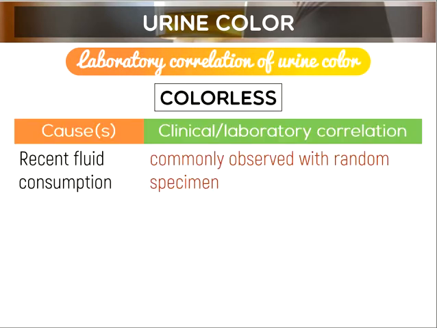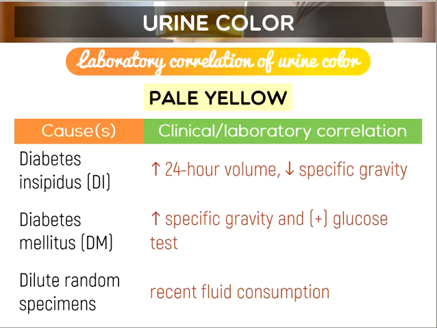So, here we have the laboratory correlation of urine color. It is a bit long, guys. And then your teacher will summarize it. Thank God. So, let's do this quickly. Recent fluid consumption can be observed with a random specimen. A dilute random specimen also indicates recent fluid consumption.